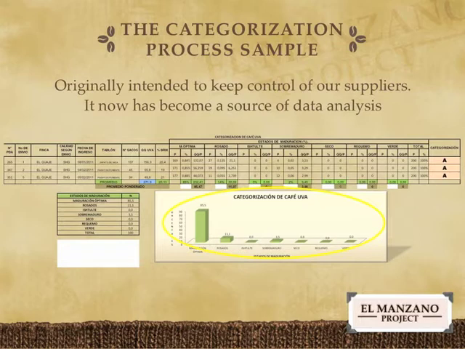So originally, the categorization process was intended to keep control of our suppliers, but now it has become a valuable source of data and has let us analyze, correlate and validate the data with the cup quality.